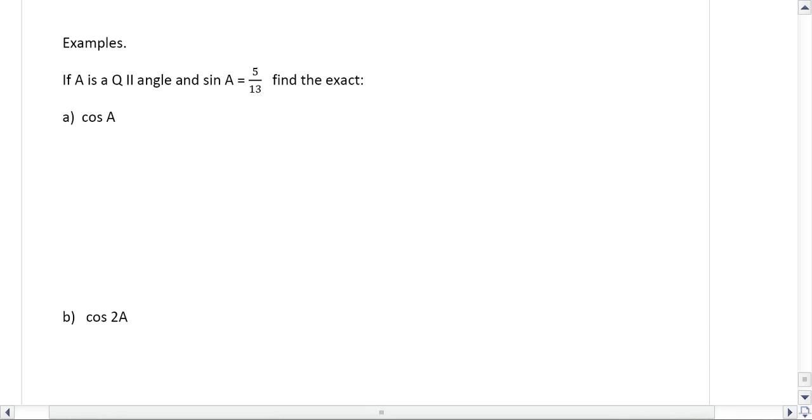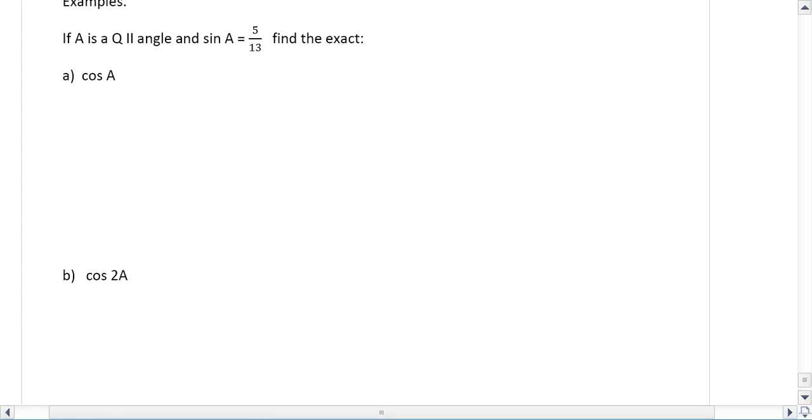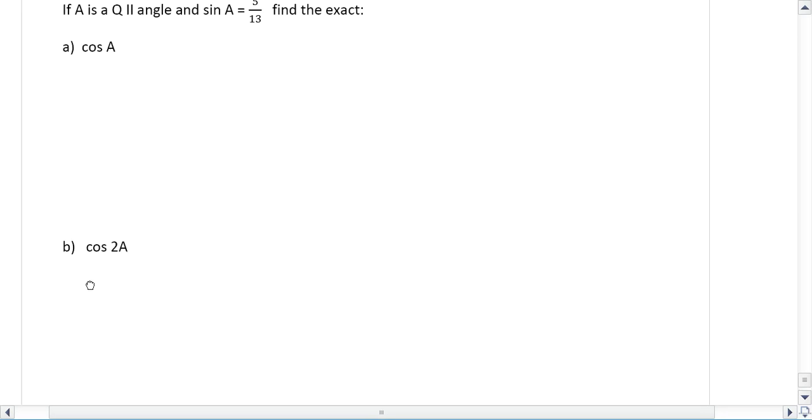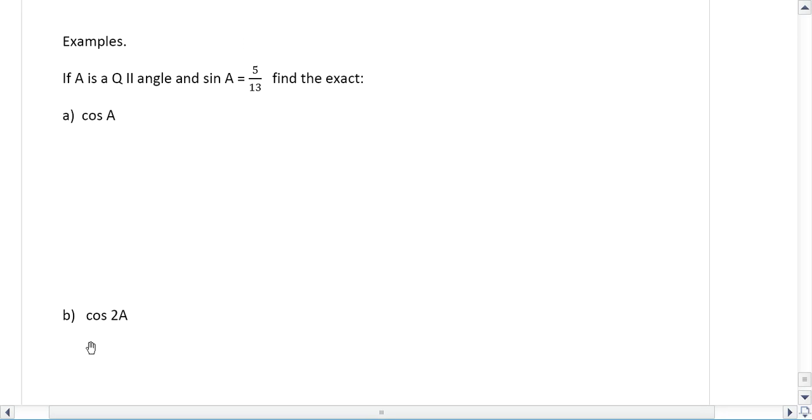All right, in this last set of examples, we're going to be asked to find the cosine of the angle, the cosine of twice the angle, and the sine of twice the angle. So of course, for B and C here, we're going to be using those double angle identities. However, for part A here, they just want us to find the cosine. So we're going to ask ourselves a question. If we have the sine and we want the cosine, the numerical value of it, how do we find it?